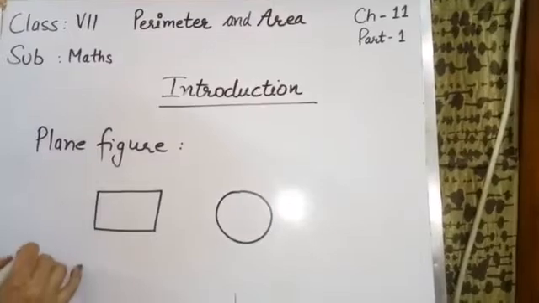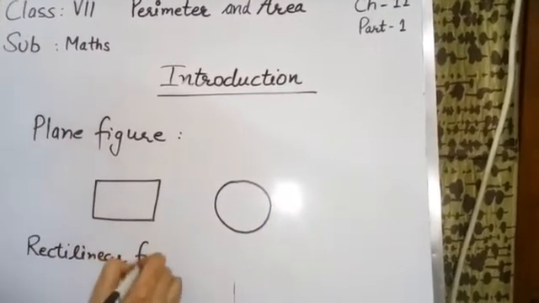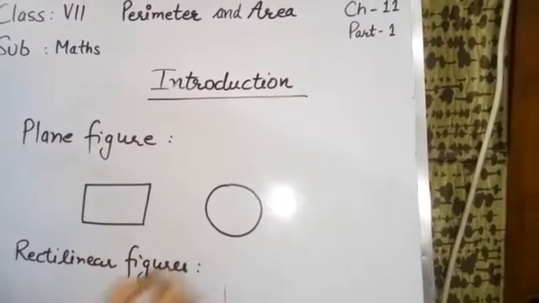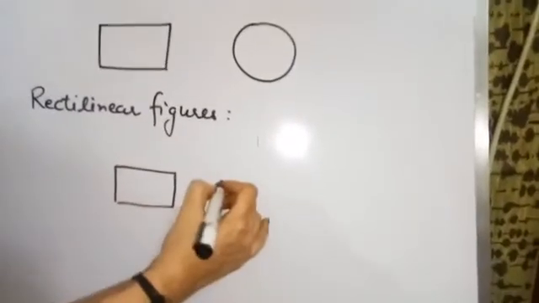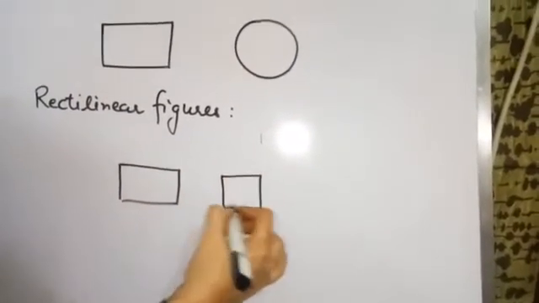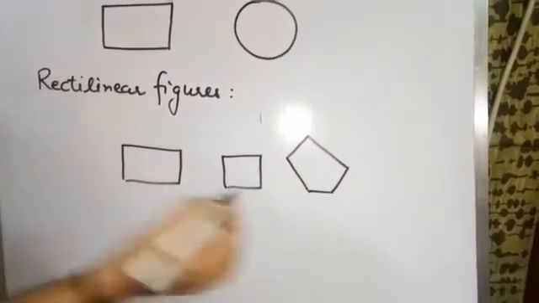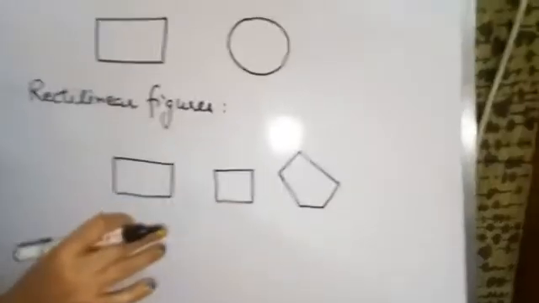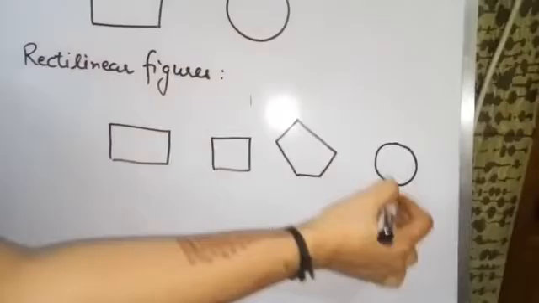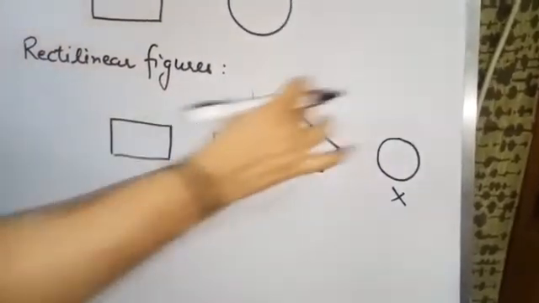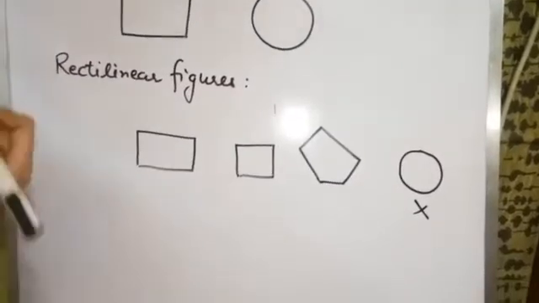The next is rectilinear. What is a rectilinear figure? Rectilinear figures are those figures which are made up of only line segments. This is a rectangle, a square, a pentagon, a hexagon. These are all made up of line segments. A closed figure made up of all line segments is called a rectilinear figure. So is this a rectilinear figure? No, this is not a rectilinear figure because it is made up of a curve. This is a circle.